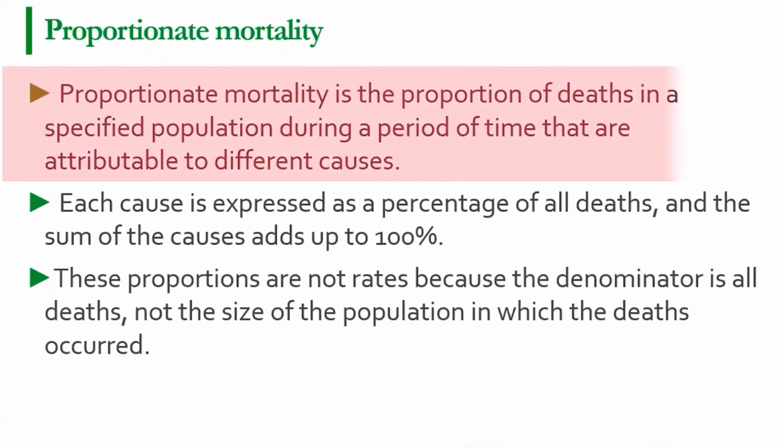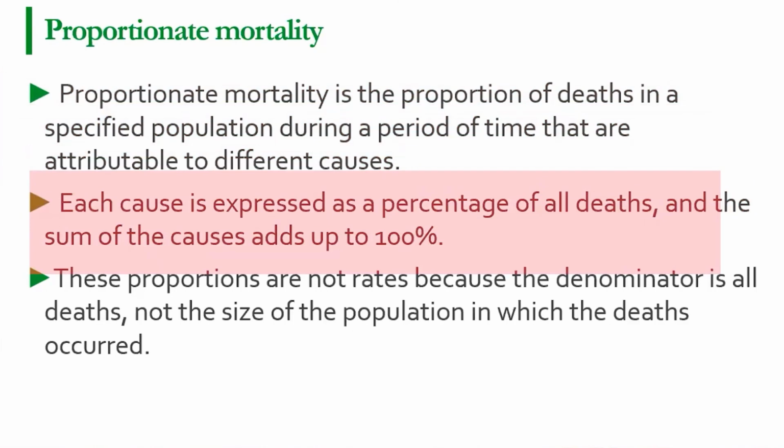One of the examples of measures related to proportions is the proportionate mortality. Proportionate mortality is the proportion of deaths in a specified population for a period of time that can be attributed to different causes. If we sum up all the causes, the proportionate mortalities should add up to 100%.